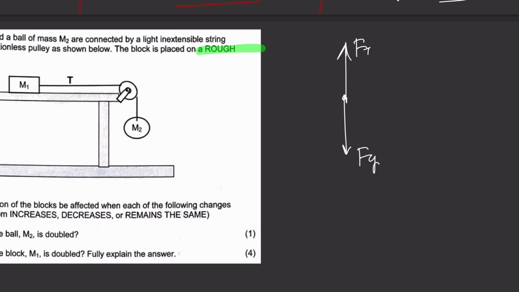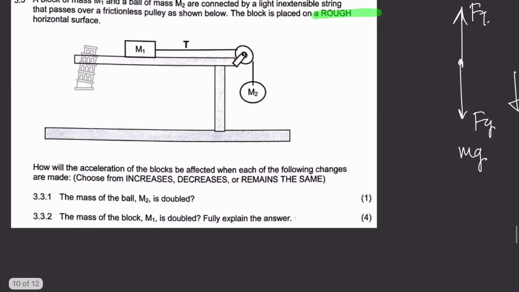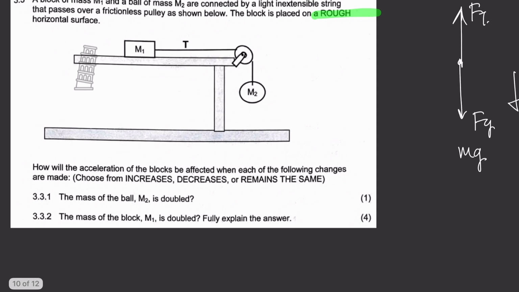Fg, Ft. If we double this mass, then the system is going to accelerate more. The acceleration of the system is going to increase, right? The whole system is going to move down because that mass has increased. So it's going to increase. For 1 mark, I don't think they need any explanations. Let's move on. Question 3.3.2.